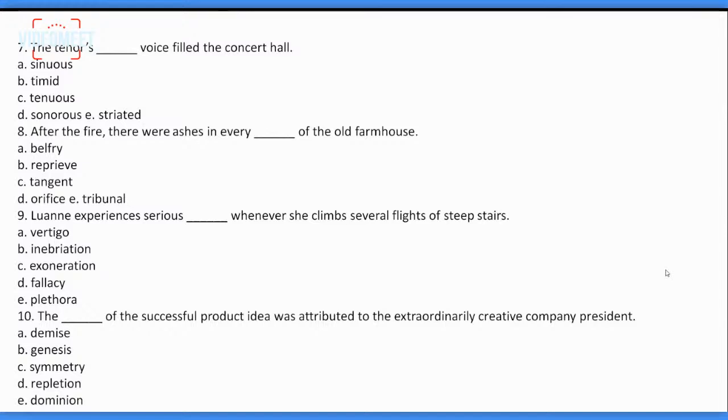Now, would she experience a serious inebriation when she is climbing stairs? I don't think so, because सीढ़ियों पे चढ़ते हुए नशा तो नहीं होता है. चक्कर आना I think is a common thing, but inebriation doesn't suit here. The next word is exoneration. Exoneration is an action of absolving someone from blames, which again is not relevant in the sentence.